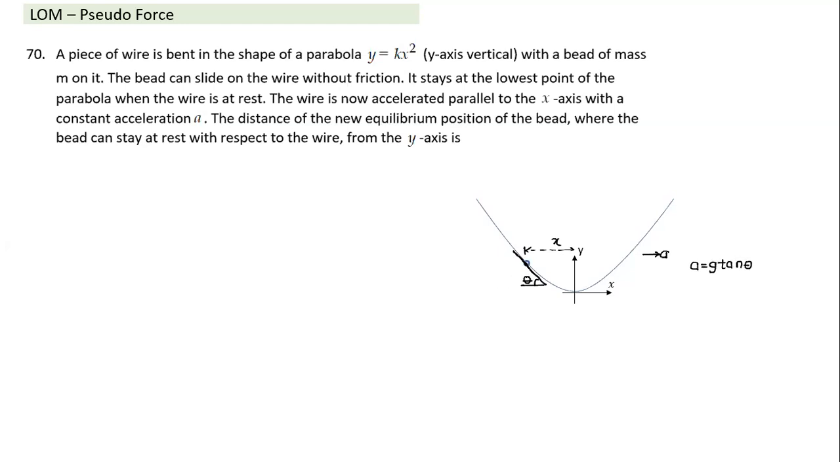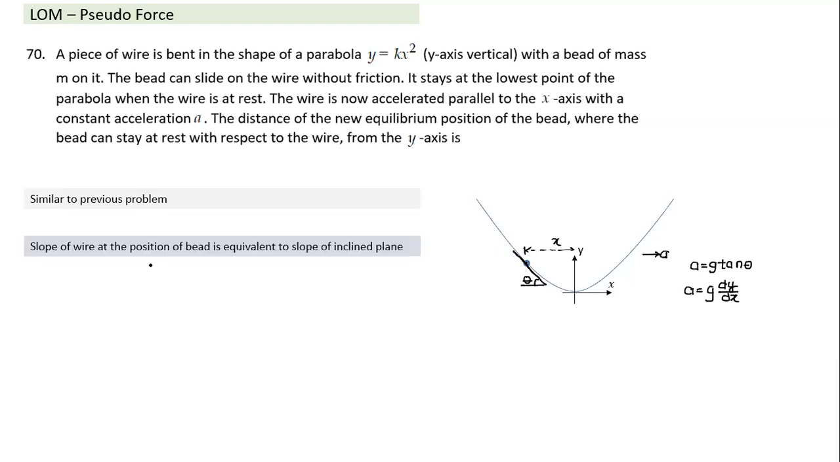But what is tan theta here at this point? Tan theta is nothing but dy by dx. So a has to be equal to g times the slope of the tangent drawn at the point where the bead is at relative rest. This tan theta is nothing but dy by dx. That becomes my equation. This is what we need to solve, and we very easily get our answer.